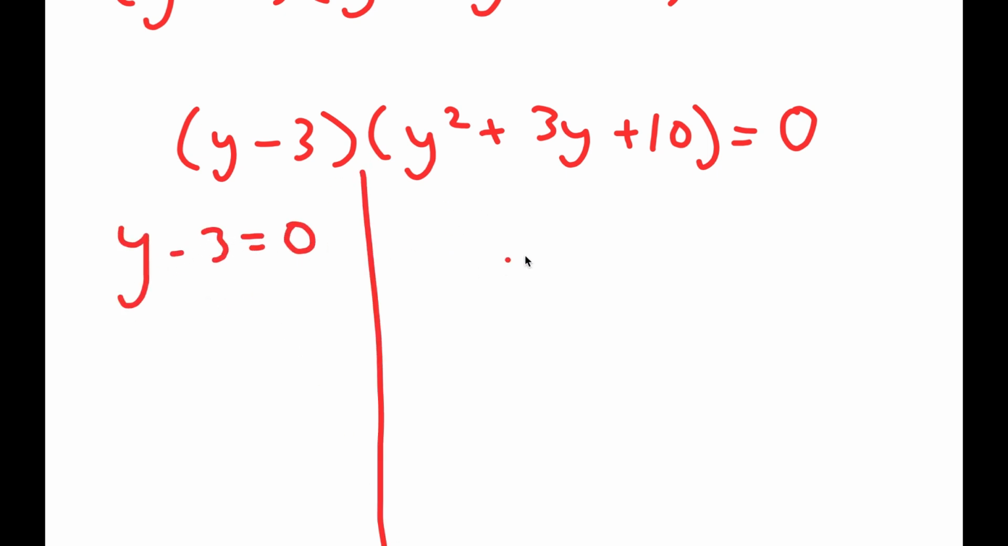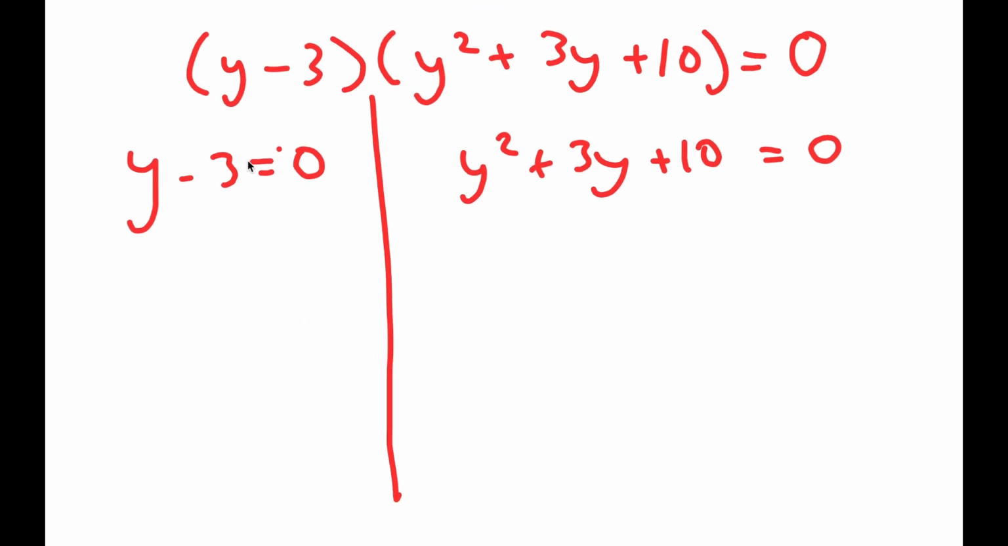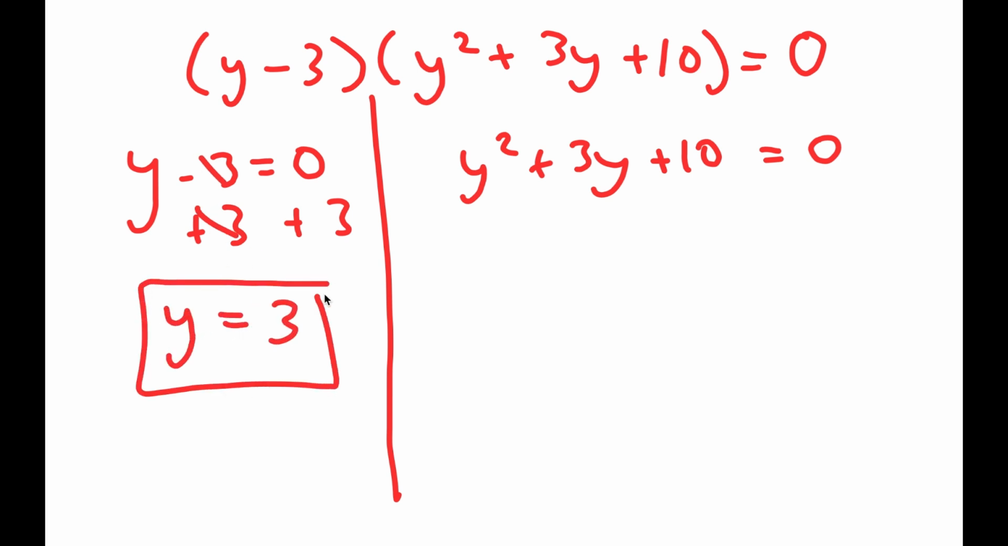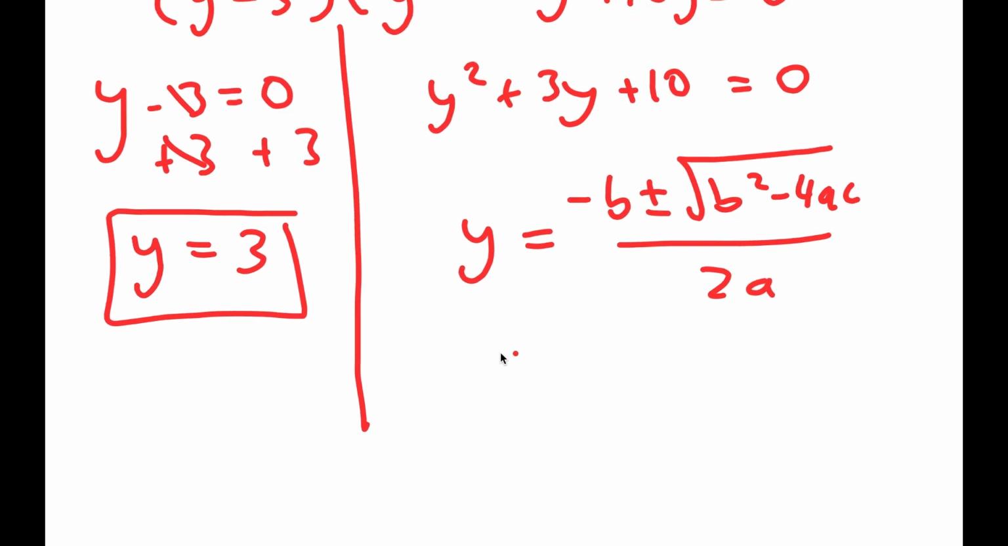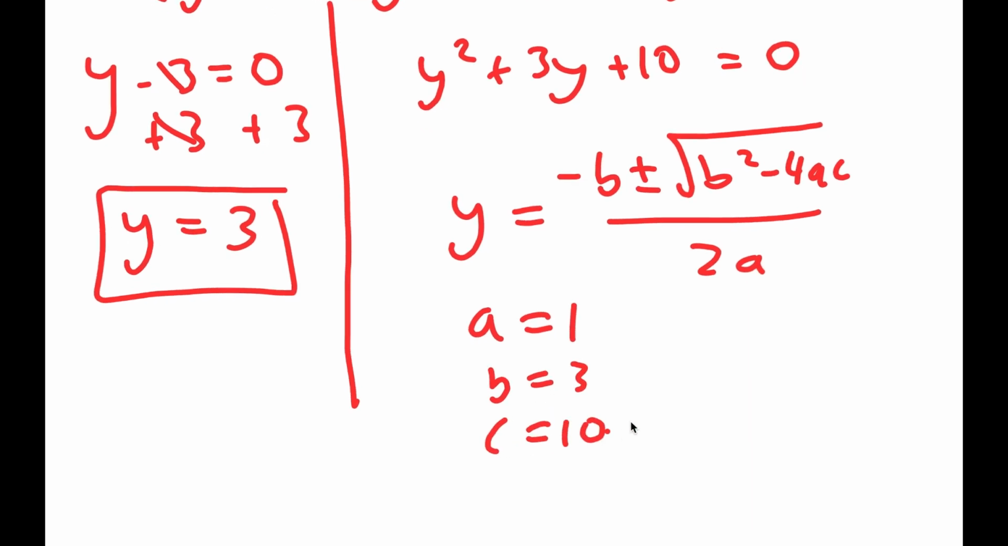So this gives me two equations. y minus 3 equals 0, and y squared plus 3y plus 10 is equal to 0. For y minus 3 equals 0, all I have to do is add 3 on both sides, and I get y is equal to 3. Now for y squared plus 3y plus 10 equals 0, I can use the quadratic formula. In this case, a is 1, b is 3, c is 10.